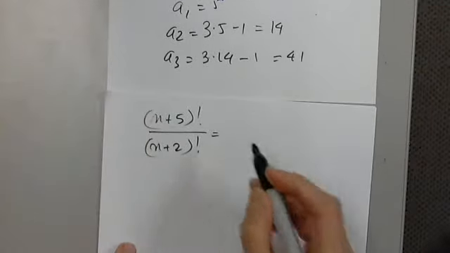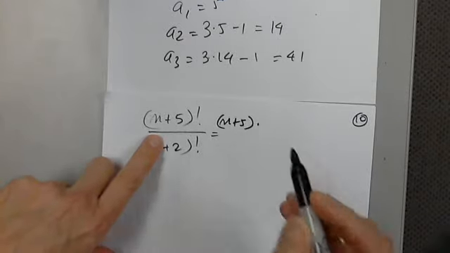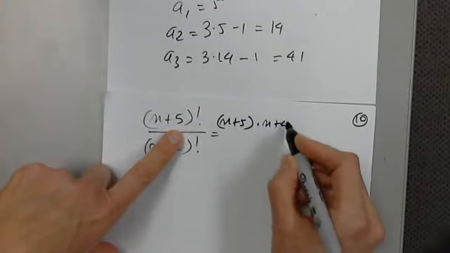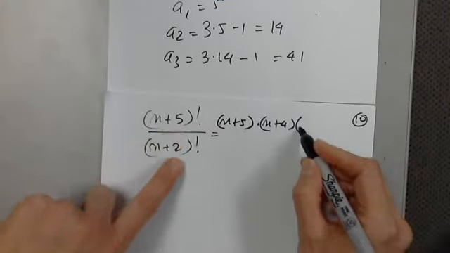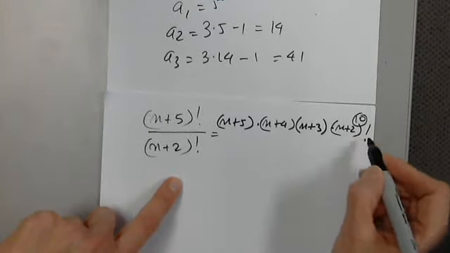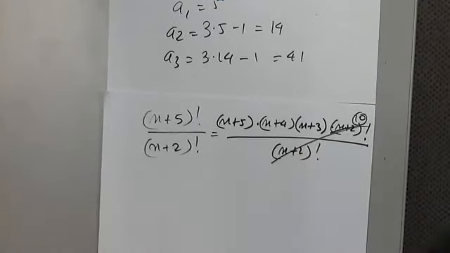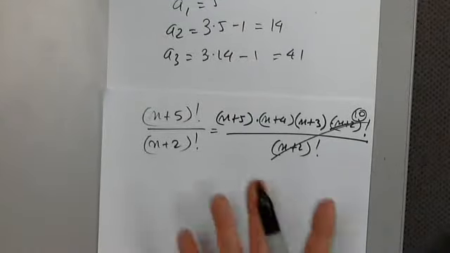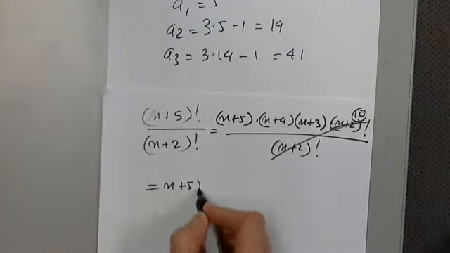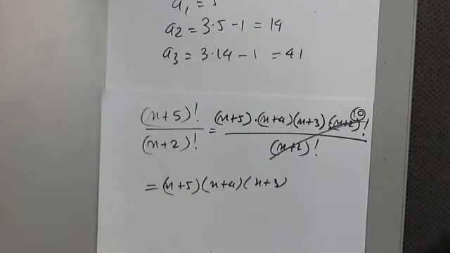Good. So since the top is bigger, I write n plus 5, and then times n plus 4, and then times n plus 3, and then times n plus 2 factorial. And I stop because I see an n plus 2 factorial at the bottom, and I can simplify factors that are the same. I'm not going to multiply this out because I have 3 factors, but we can, of course. So the simplified form, but not completed, is n plus 5 times n plus 4 times n plus 3.